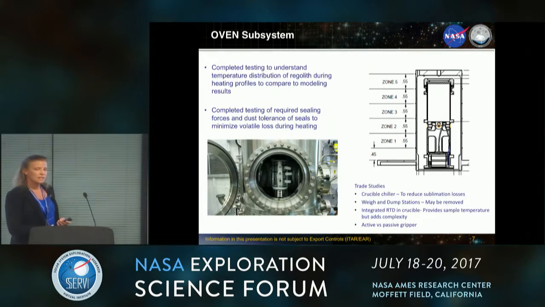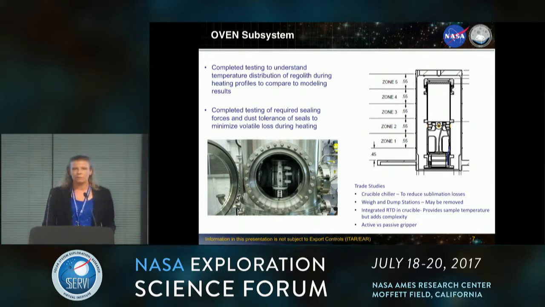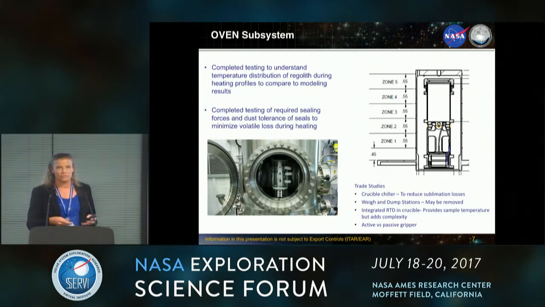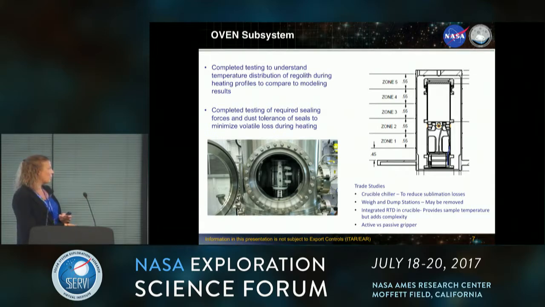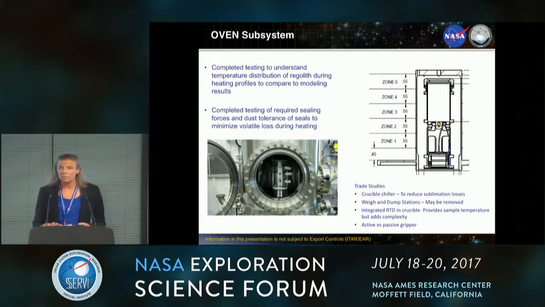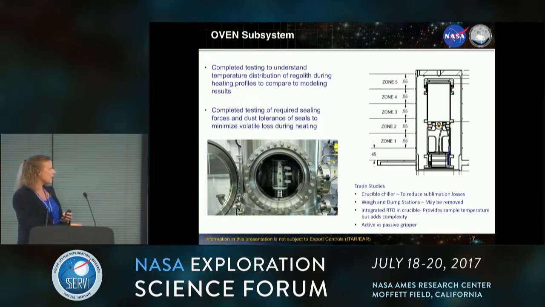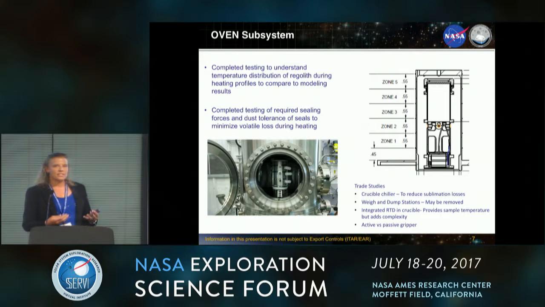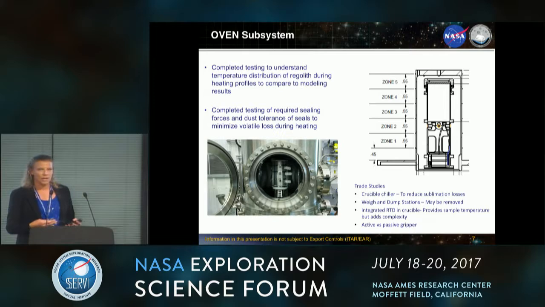We still have a few trade studies that we're working on, and a lot of these are being driven by the science team. We're working closely with the science team to understand what our requirements are so that we can make acceptable trades for these hardware studies. One of them, and you'll hear later about this in Julie's talk, is understanding volatile loss while we're drilling and transferring the sample. We obviously want to minimize that volatile loss. So one of the ways that the oven subsystem is addressing that is looking at chilling the crucible. Obviously, this is going to add complexity and add hardware. However, it could reduce the sublimation losses. So that's one area that we're looking at for a trade for the oven subsystem.